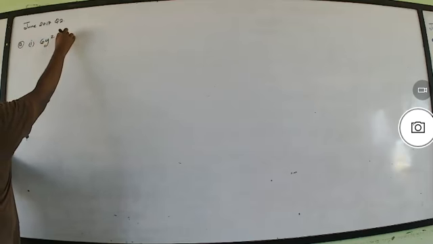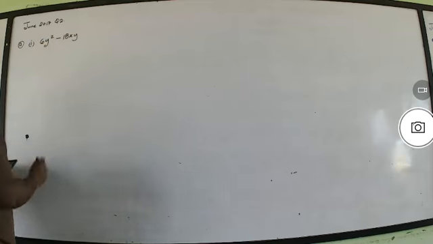Alright, so right now we're looking at June 2007, question number 2. A says factorize completely. We have 6y squared minus 18xy. Ladies and gentlemen, the first step in all factorization is to see if there is a common factor.